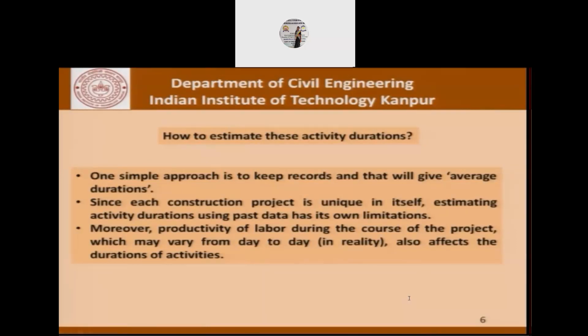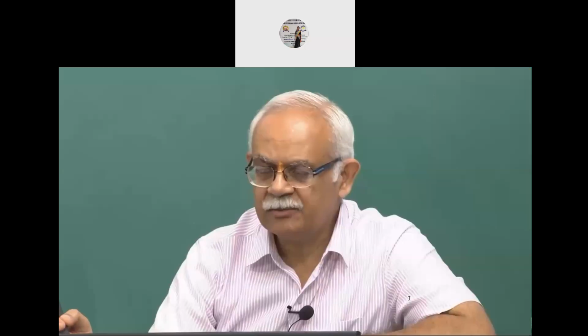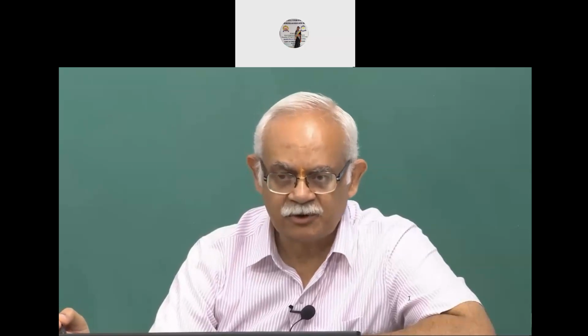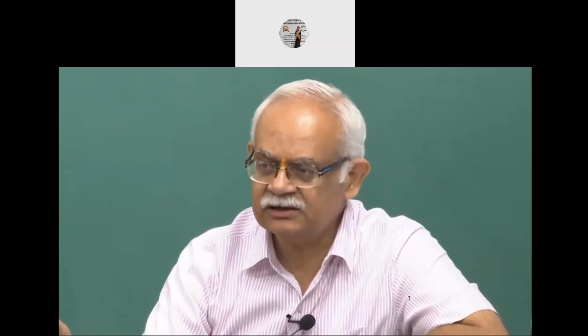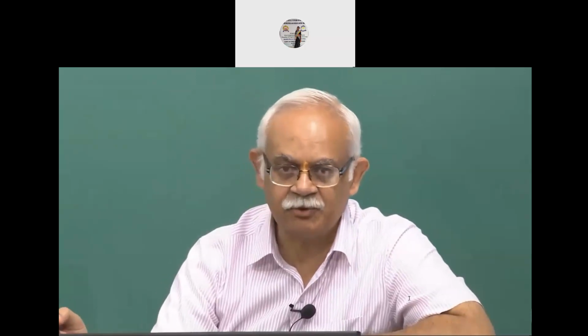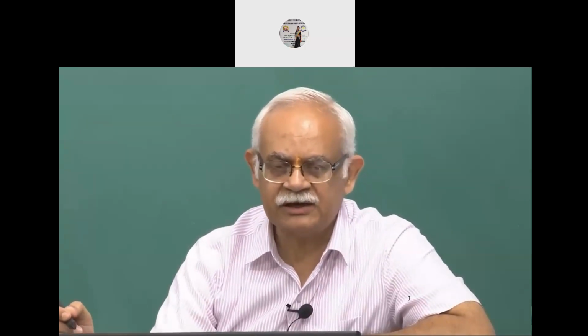We talked in the initial part of this course about how each construction project is really unique. So a bridge built at a particular place is surely different from a similar bridge built elsewhere. Also, the productivity of labor changes during the course of the project, and that could also affect the duration of activities. If you put a gang of labor or a certain set of workers on an activity, on day one they may not be able to produce the maximum output. But as they learn the activity and their role in the whole process, their productivity improves. So how do we keep track of these kinds of things?